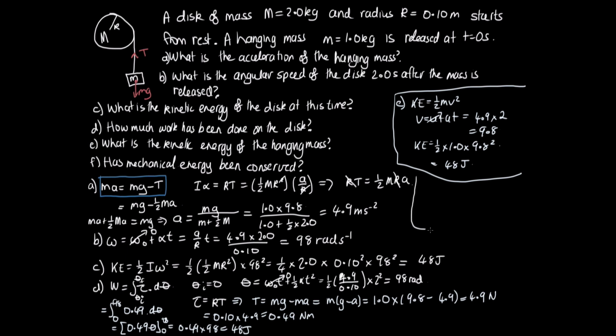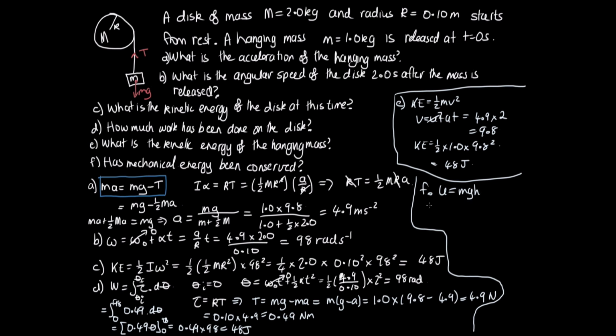And now part F, just making some space here. Has mechanical energy been conserved? In this process, the hanging mass is losing potential energy, and that's being converted to kinetic energy of both the disk and the mass. So we'll need to calculate how much potential energy this hanging mass has lost. We'll need to calculate mgh, and to do that we'll need to know what height it's fallen through.